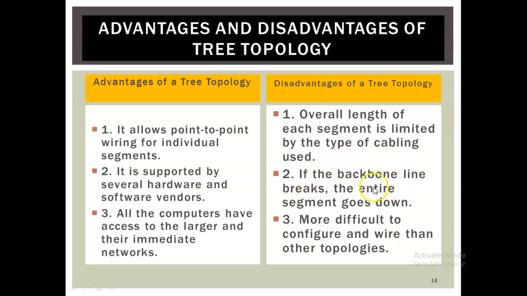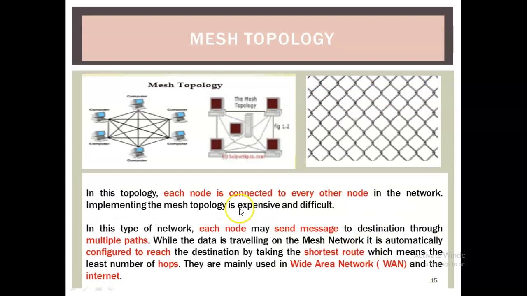If the backbone line breaks, just like when you cut down a tree, the entire segment goes down. The entire system, the entire network goes down. It is more difficult to configure and wire than other topologies. The next one is the mesh topology.